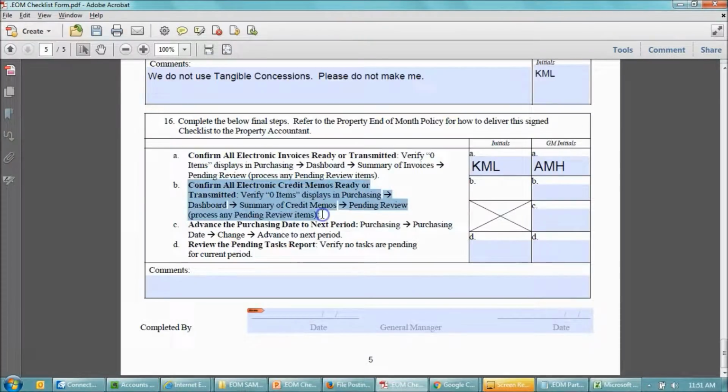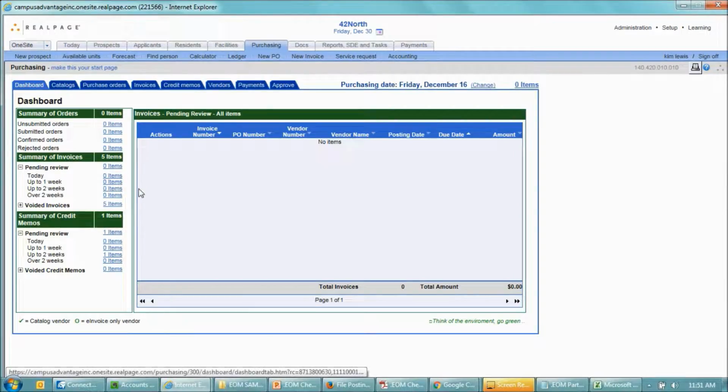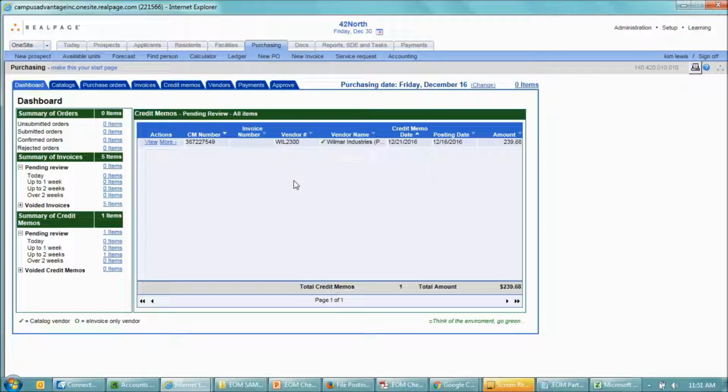And same thing with credit memos. So even though there is a 0 here, we do want to make sure that the review of the credit memos is identified. So this credit memo does require processing. To process, you would process this credit memo the same way as if it were a piece of paper that came in from Wilmar, a paper credit memo from Wilmar.